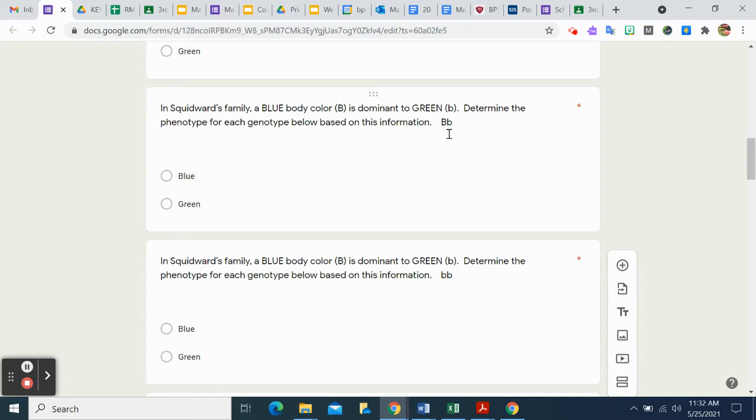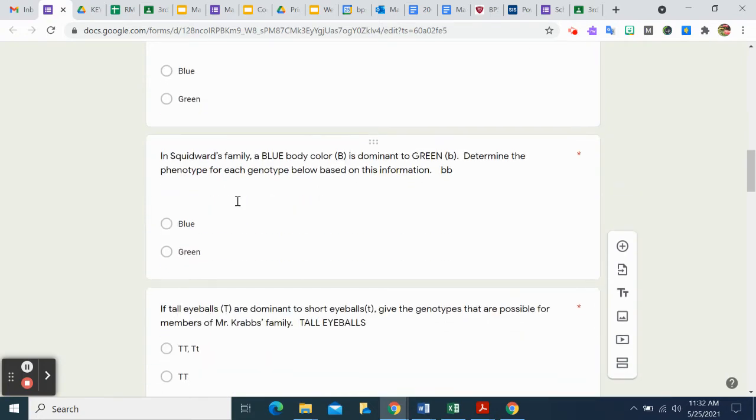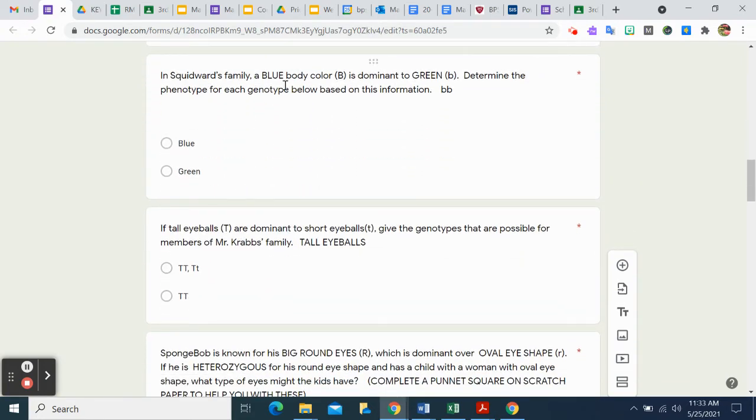So we have a capital B and a lower b. So one's blue, one's green. So what would be the phenotype? Is it going to end up being blue or green? In Squidward's family, a blue body color, again a capital B, is dominant to green, lowercase b. Determine the phenotype for each genotype below based on this information. Here you have two little b's, remember that's green. So is it blue or green?